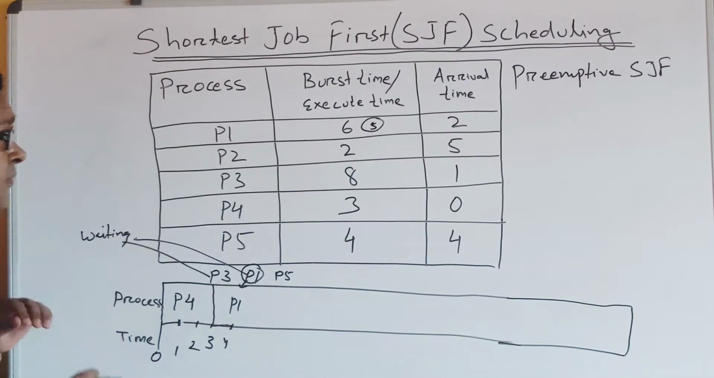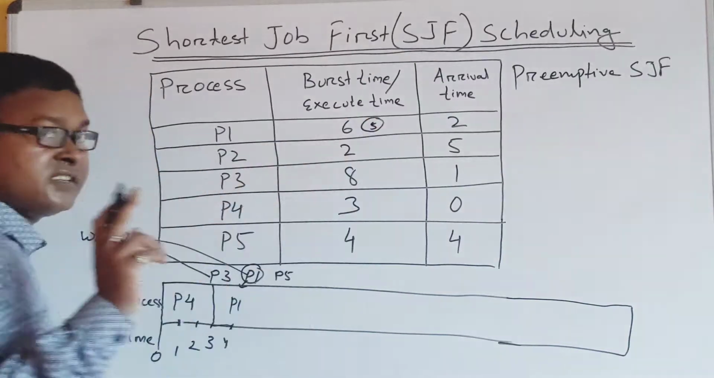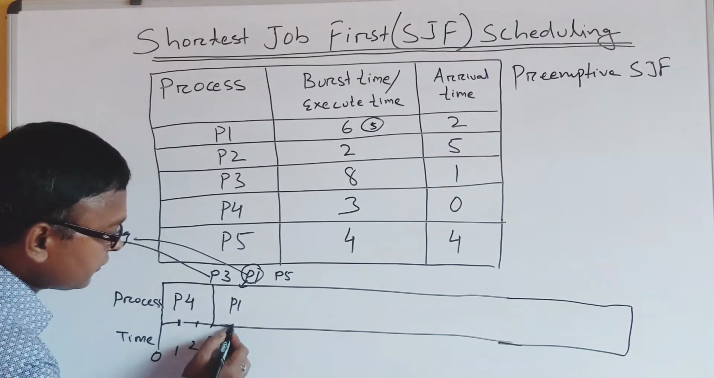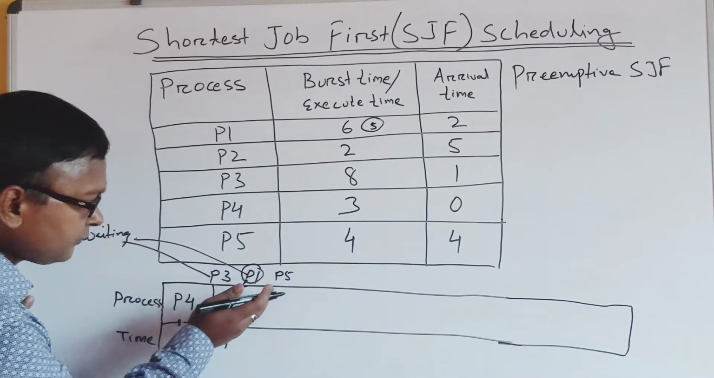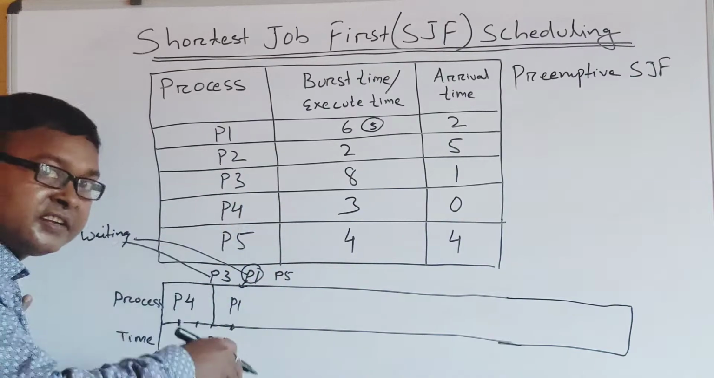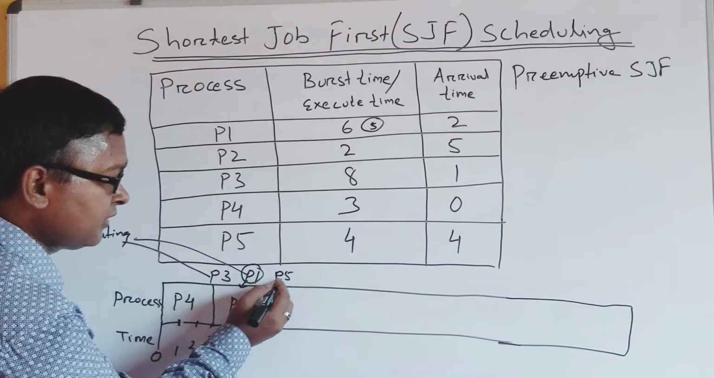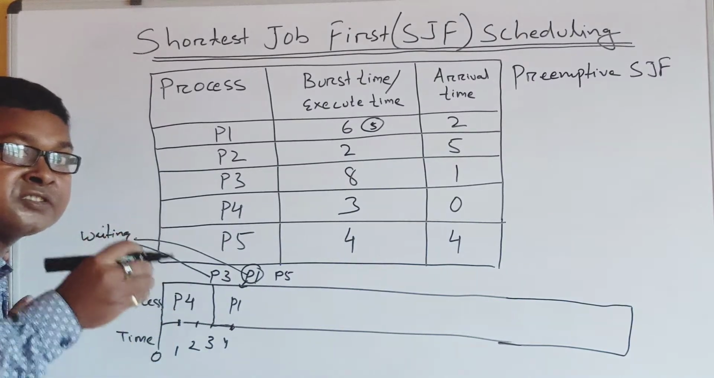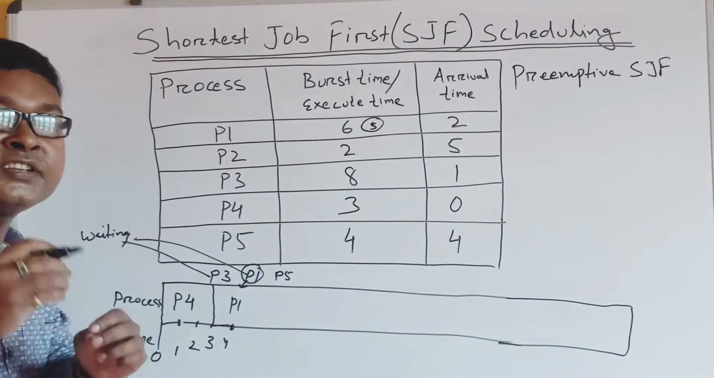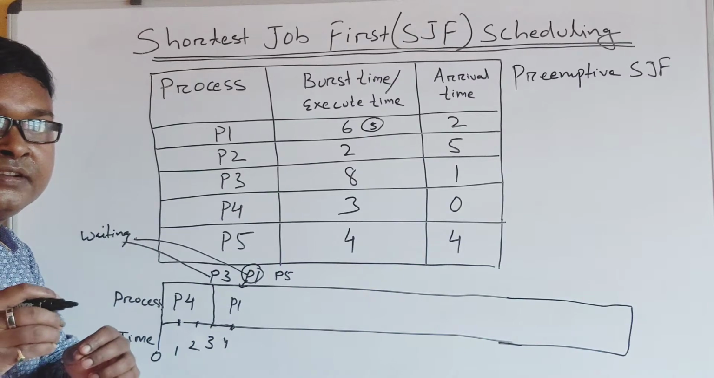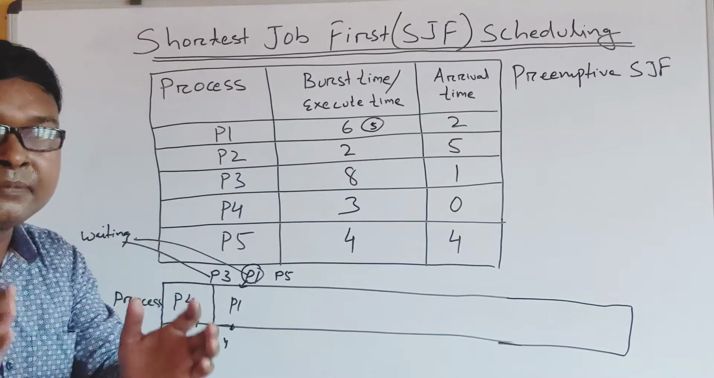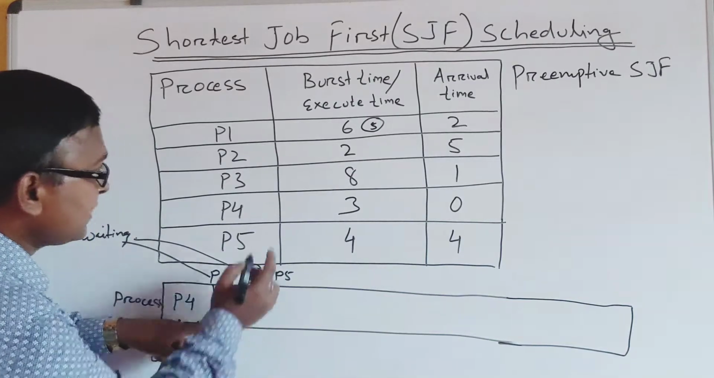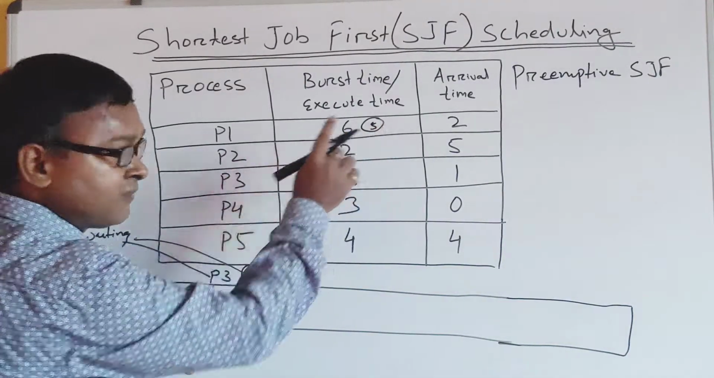Try to understand the concept. At the 4th unit of time, when P5 has entered into the processor, which one is the shortest job? Which one is the shortest process to complete its execution? That will be compared. Shortest job first. P1 still has 5 left.